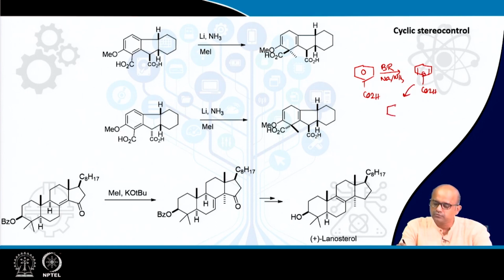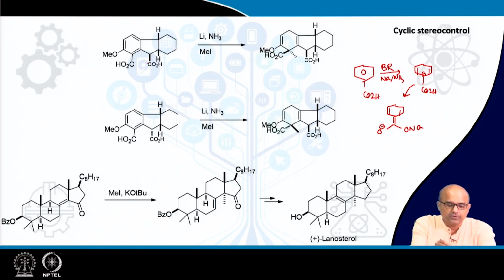Now, this will then undergo enolate formation, OH, or you can have an ONa. This is the enolate generation. So, in this way you can see that the existing compound contains a beta carboxylic acid. So, the methyl iodide approaches from the opposite side to the carboxylic acid, very straightforward. Same way, this is alpha carboxylic acid. So, methyl opposite.